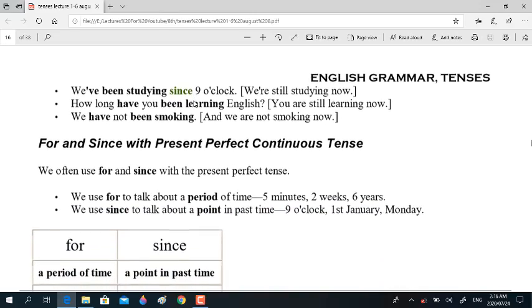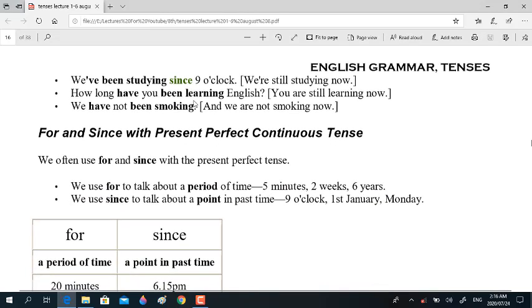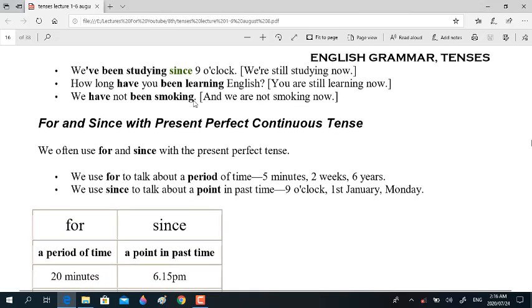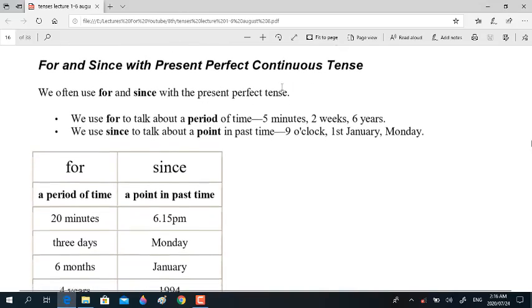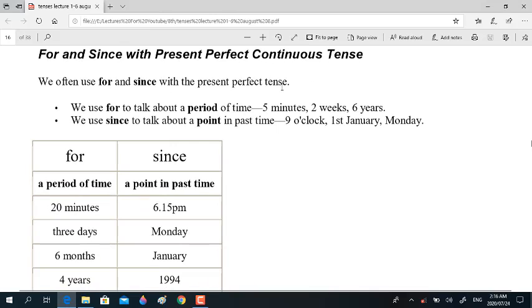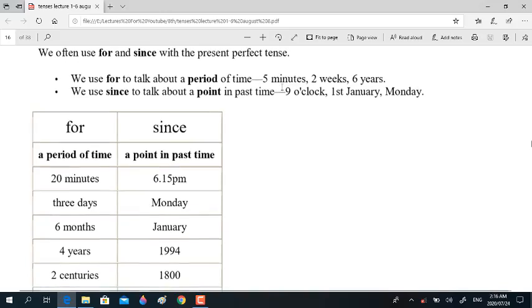We have been studying since 9 o'clock. How long have you been learning English? We have not been smoking. We are still studying now. You are still learning now, and we're not smoking now. For instance, with the present perfect continuous tense, we often use for and since, as with the present perfect tense. We use for to talk about a period of time. We use since to talk about a point in the past time. We repeated it.